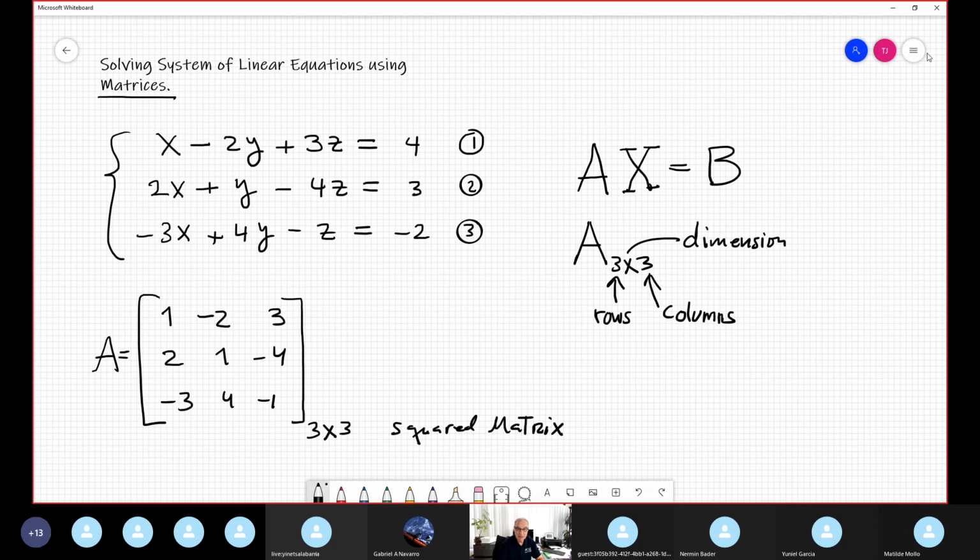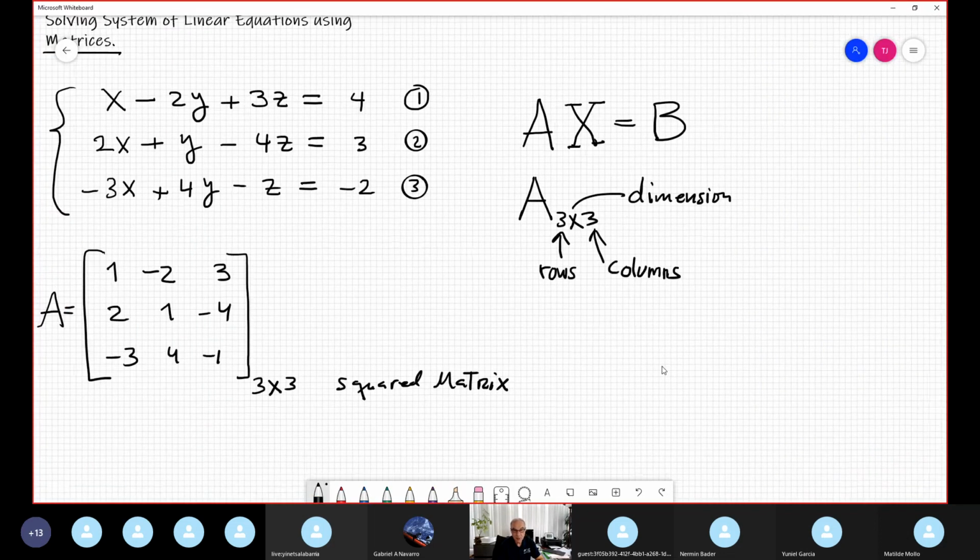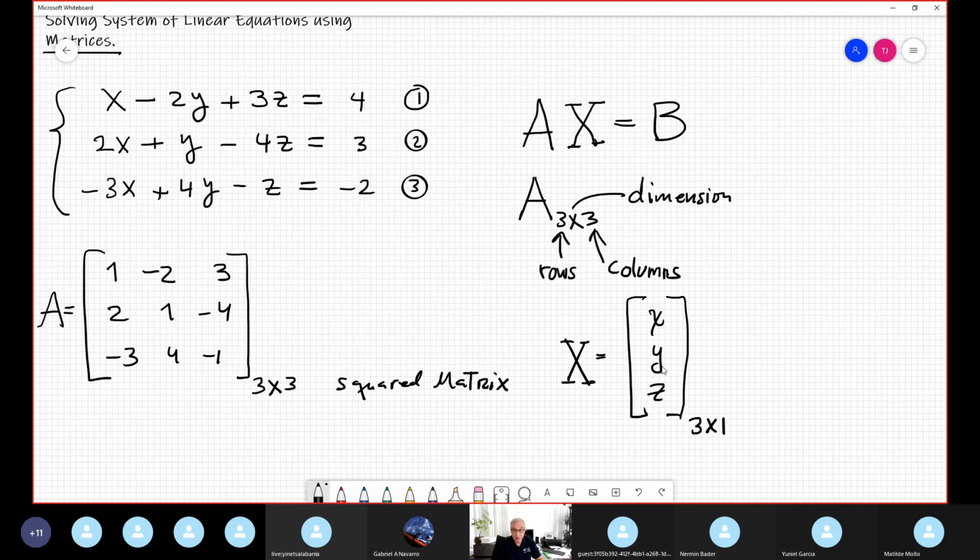So capital X, who is capital X? Well, capital X is another matrix, sorry, which is x, y, z. So it is the vector formed by the unknowns, x, y, and z. And we frequently write it in this format. This format is called a column vector: the dimension is 3 by 1 because we have 3 rows, 1, 2, 3, and 1 column. And when this situation happens, this is called a column vector.